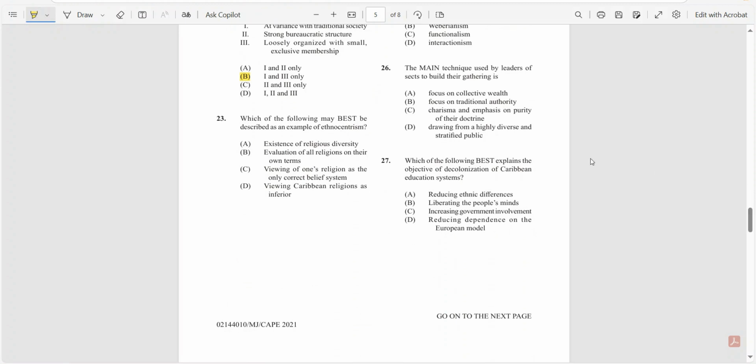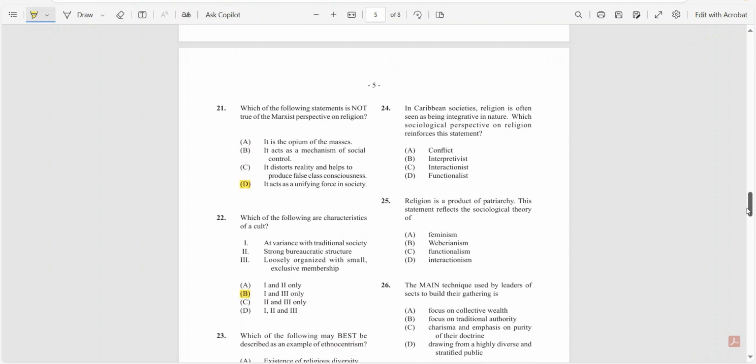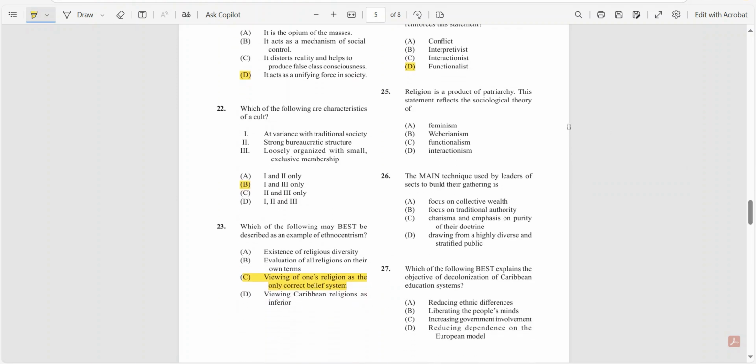Which of the following may best be described as an example of ethnocentrism? Alright, so let's see. Viewing of one's religion as the only correct belief system. 24. In Caribbean societies, religion is often seen as being integrative in nature. Which sociological perspective on religion reinforces this statement? 24. That is functionalist. Remember that functionalists believe that most of these institutions help to integrate those persons in society.